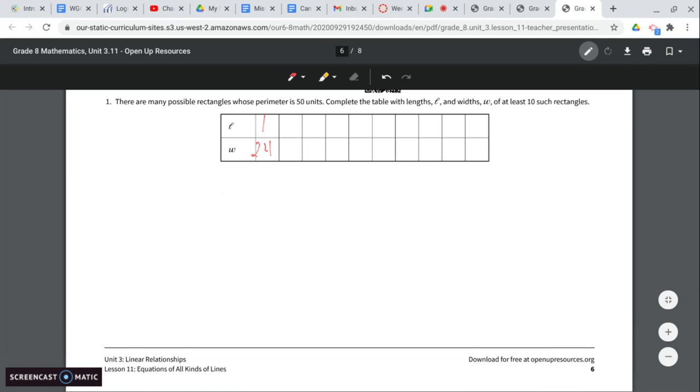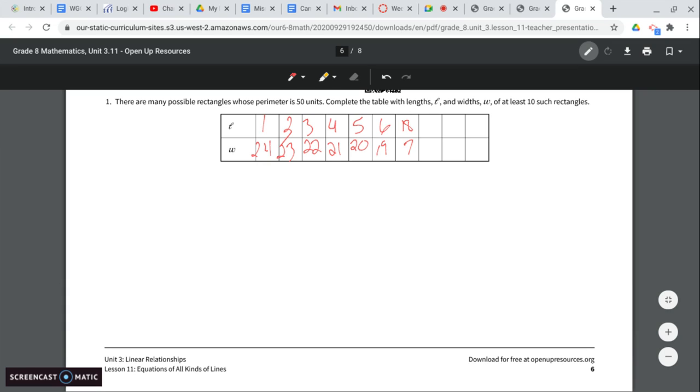If we do 2, we could do 2 and 23. We could do 3 and 22. We can do 4 and 21. We can do 5 and 20. We can do 6 and 19. We can do 7 and 18. And notice I switched those around because either of these are interchangeable. We can switch which one's length, which one's width, and we'll still end up with the same perimeter.